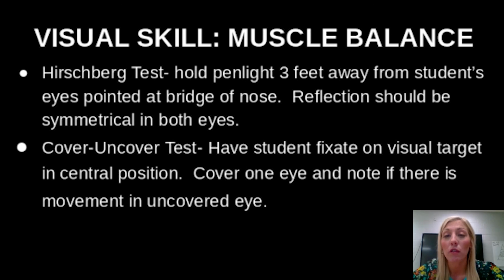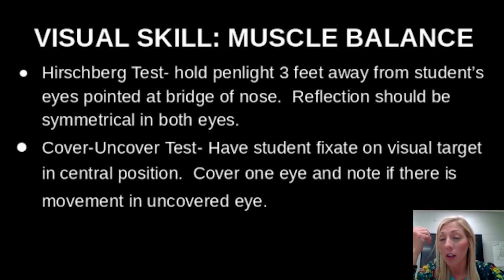The next area that we do for functional vision is muscle balance. The test that I really like to use is you hold the pen light 3 feet from the student's eyes, pointed at the bridge of their nose, and then the reflection should be symmetrical in both eyes. This is hard to see.